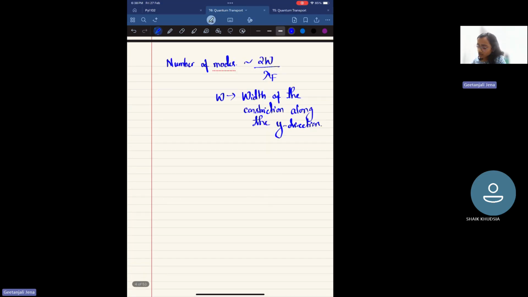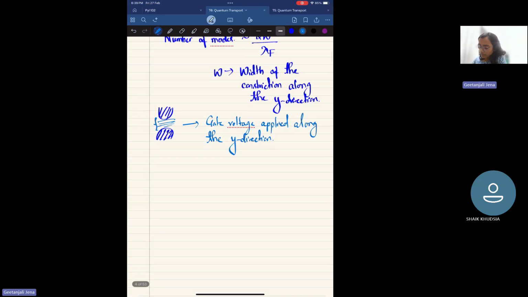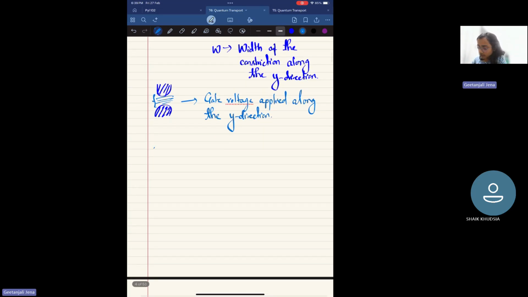So that means the number of modes. So we have a constriction here, right? And the number of modes that is available for transport along this constriction region depends on the gate voltage applied along the y direction or along the constriction. So in short, what we have seen is that when we increase the negative voltage.